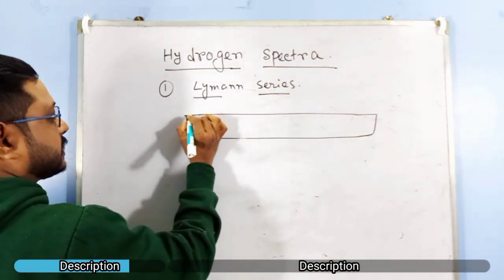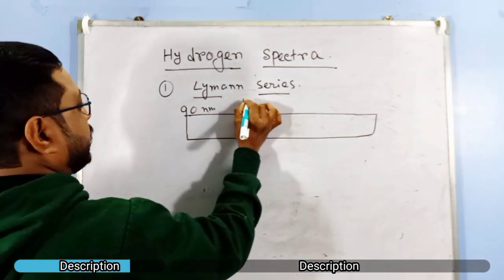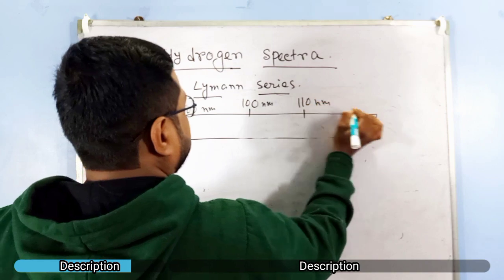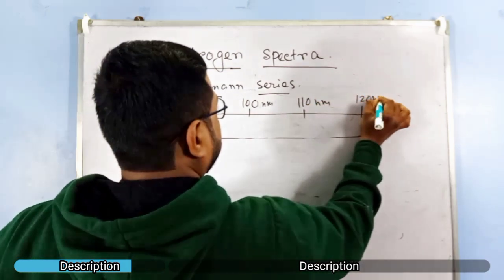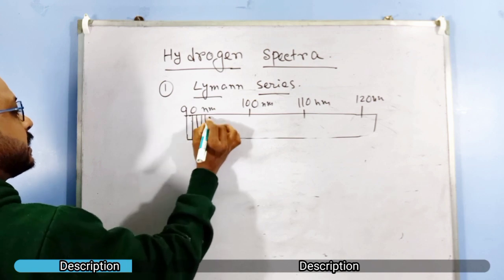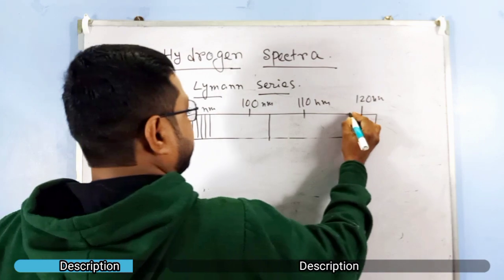If we draw the axis in nanometers, that is 90 nanometer, 100 nanometer, 110 nanometer, 120 nanometer, then at 90 nanometer the spectrum lines appear like this, and then at 100 and 120 nanometer.